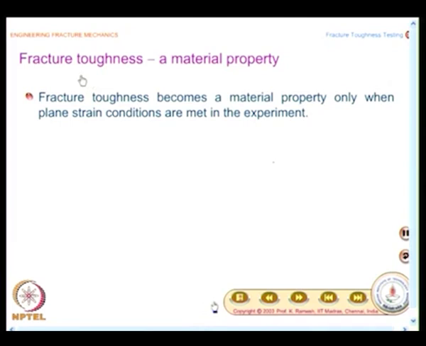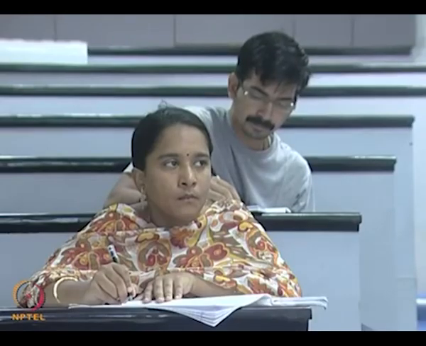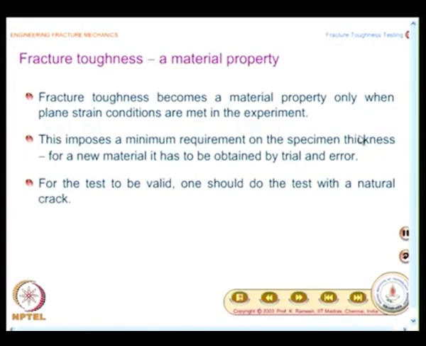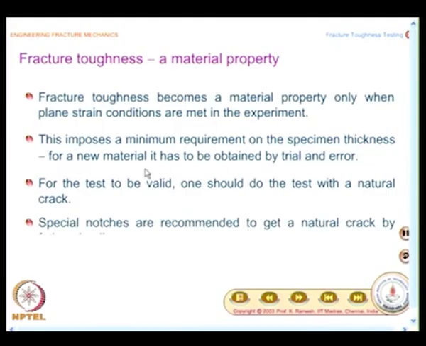And as I had mentioned and also shown in the form of graph, fracture toughness becomes a material property only when plane strain conditions are met in the experiment. So, you have to achieve this by various means. We have looked at how to assess the specimen thickness is sufficient to provide a plane strain condition at the crack tip. This imposes a minimum requirement on the specimen thickness. For a new material, it has to be obtained by trial and error.